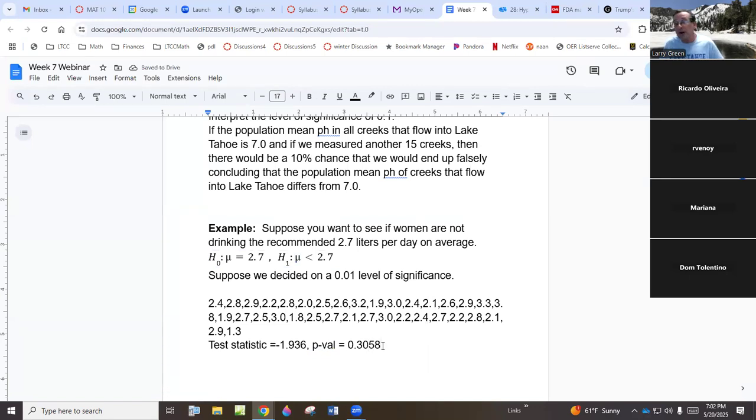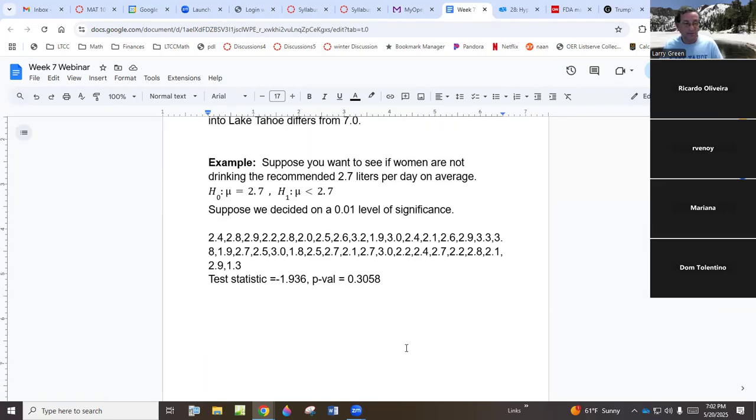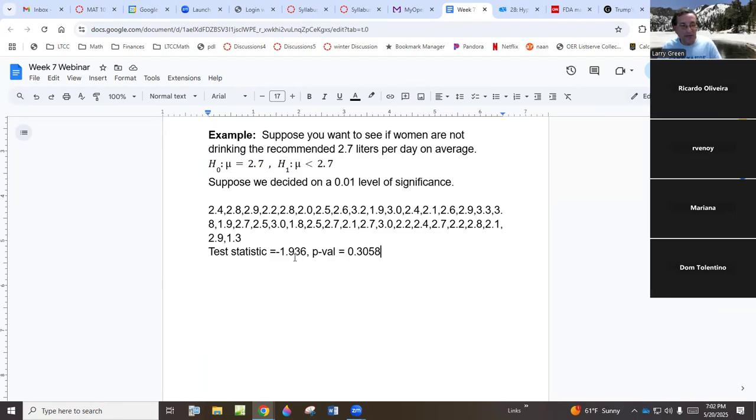By the way, you are required to use this calculator for the regular homework and the exams. Just to let you know that. Any questions on getting the test statistic and the p-value?